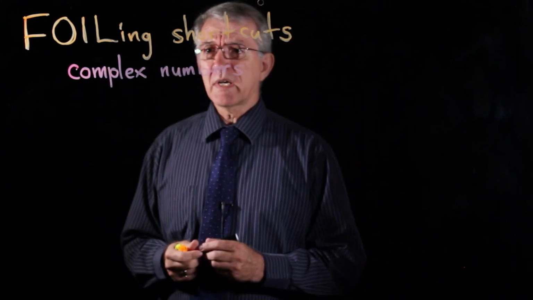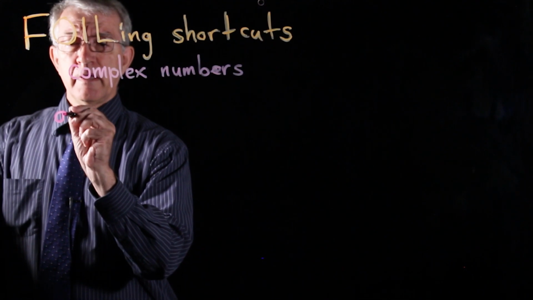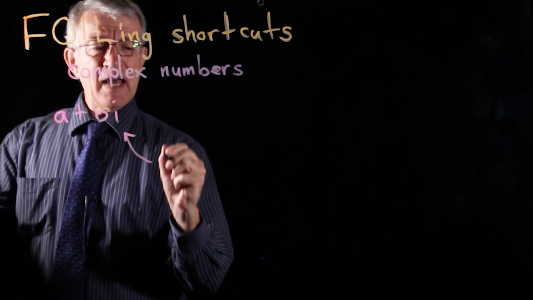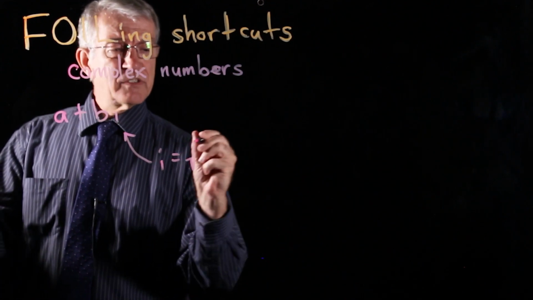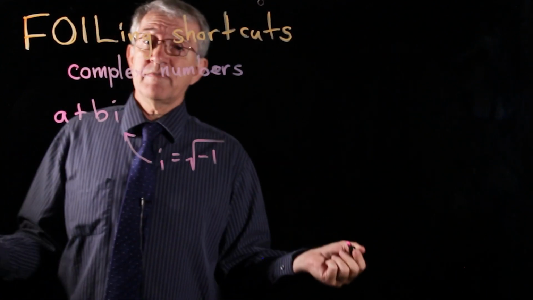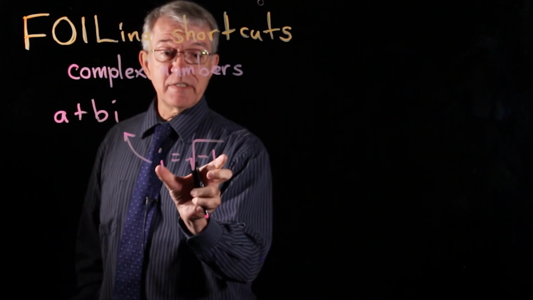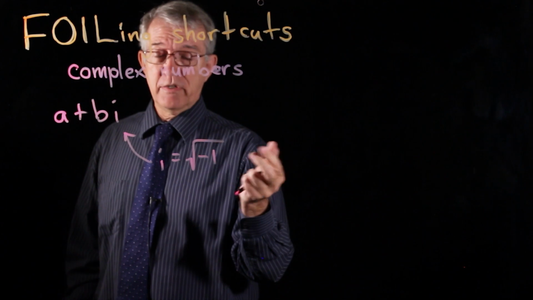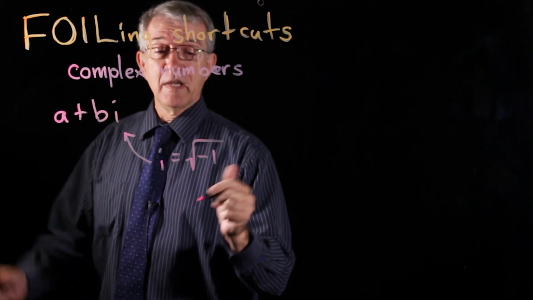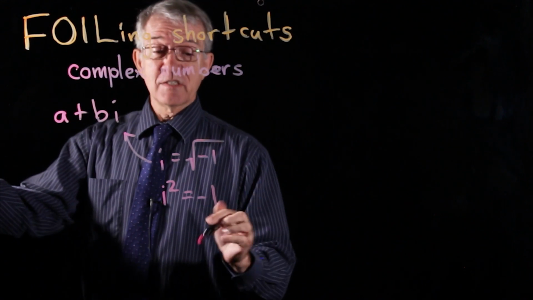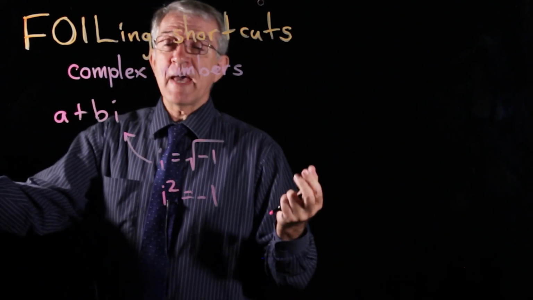We need a review. A complex number is a number that looks like a plus bi, and this i here is defined to be the square root of -1, which of course doesn't exist. The i actually stands for imaginary. This is an imaginary number because there aren't two values that you can multiply together and get -1. The implication here is that if you did square it, you'd get -1, and that's just a mathematical definition.